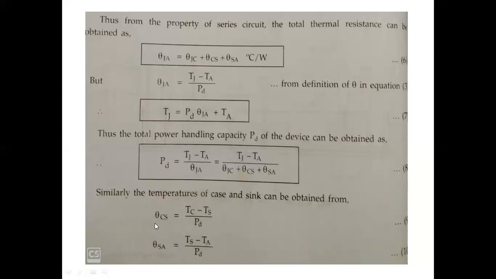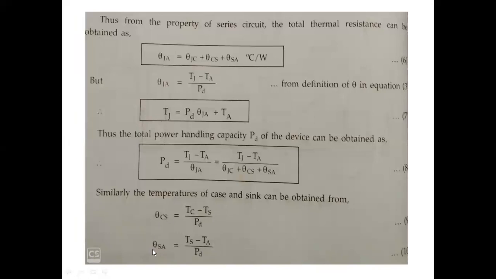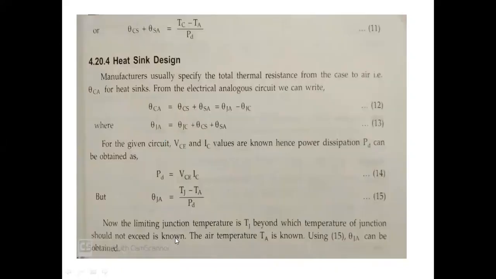These are the three equations which represent the thermal resistance, and this equation represents the total thermal resistance of a power transistor. Okay, and next. From this equation, we can also write theta CS plus theta SA as Tc minus Ta by Pd. So if you combine theta CS plus theta SA, then we can get the simplified equation as Tc minus Ta by Pd.